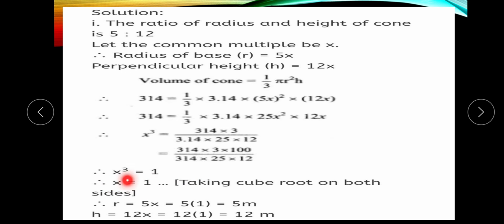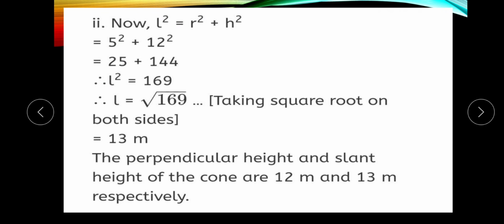As we got the value of x, we will substitute in the multiples of the base and height. So r we had 5x, that is 5 into 1, we will get 5 meter, and h, that is the height, 12x, that is 12 into 1, 12 meter. So the radius we got as 5 meter and height we got as 12 meter. Using this, we will find the slant height of the cone.